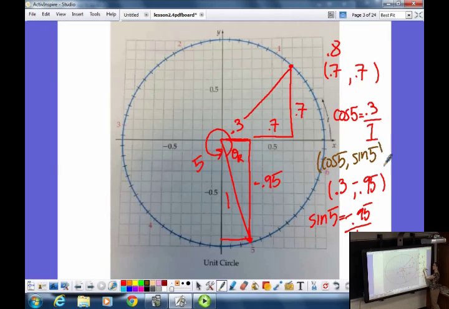And that relates back to Tuesday's lesson with Courtney, and she said that cosine is related to the x-axis and sine is related to the y-axis. So you see how that coordinate is now made up of trig functions for the unit circle?